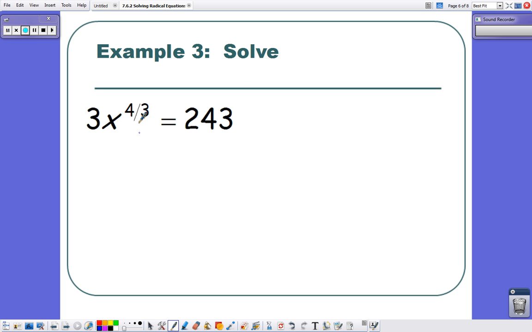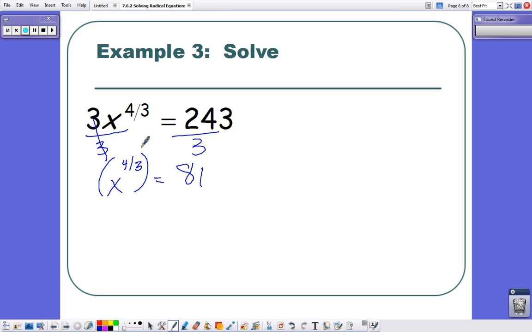All right, let's do this. First question, remember to ask: what's being raised to the 4/3 power? The only thing being raised to the 4/3 power is the x. There's no parentheses. So we divide by 3 to get rid of that, so we have only the item being raised to the 4/3 power. 243 divided by 3 gives me 81. And remember, now I just have to get rid of the power.